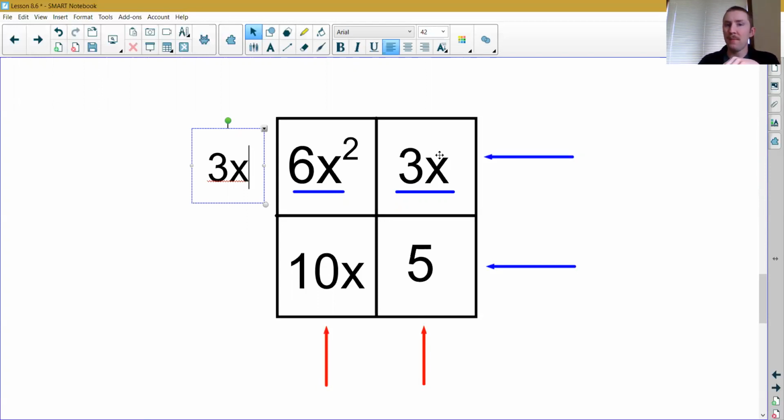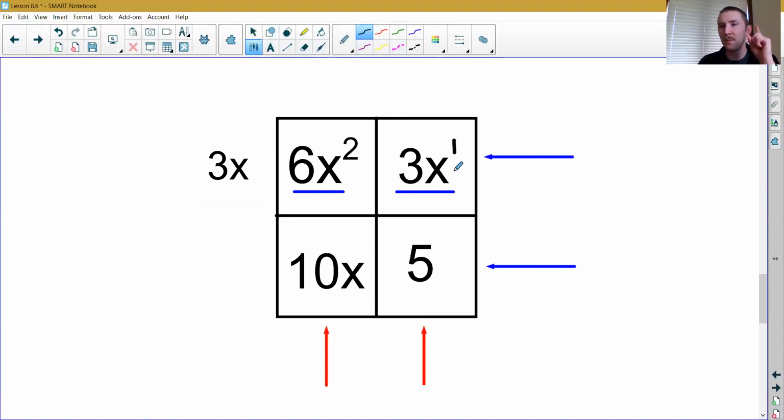Now, do both of them have an exponent? No. I mean, this one sort of technically does, but it's just an exponent of a 1, right? Which means I can only take out one x. Okay, so remember that when we're factoring out variables, we can take as many out as the smallest exponent. So here I'm just taking out one of them. Okay, so my greatest common factor for this top row, 6x squared and 3x, is 3x. Because 6 can be divided by 3 and 3 can be divided by 3, and they both had an x that I could take out.